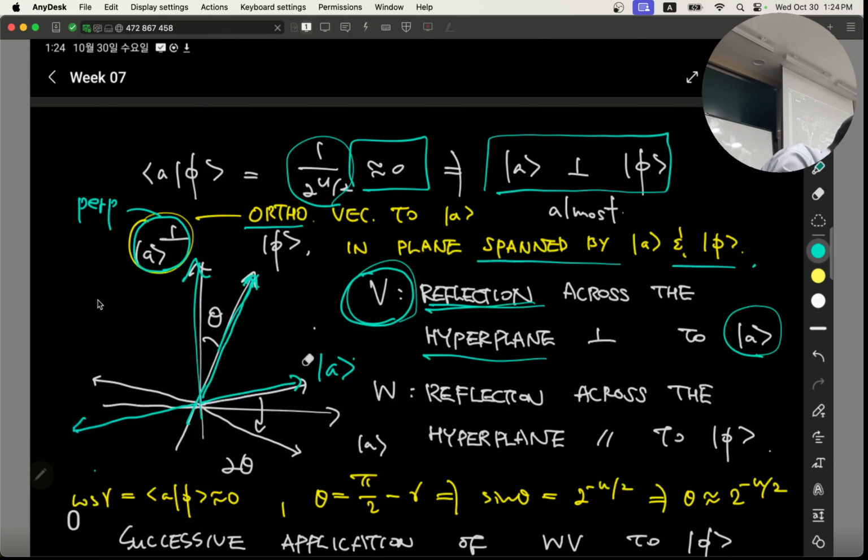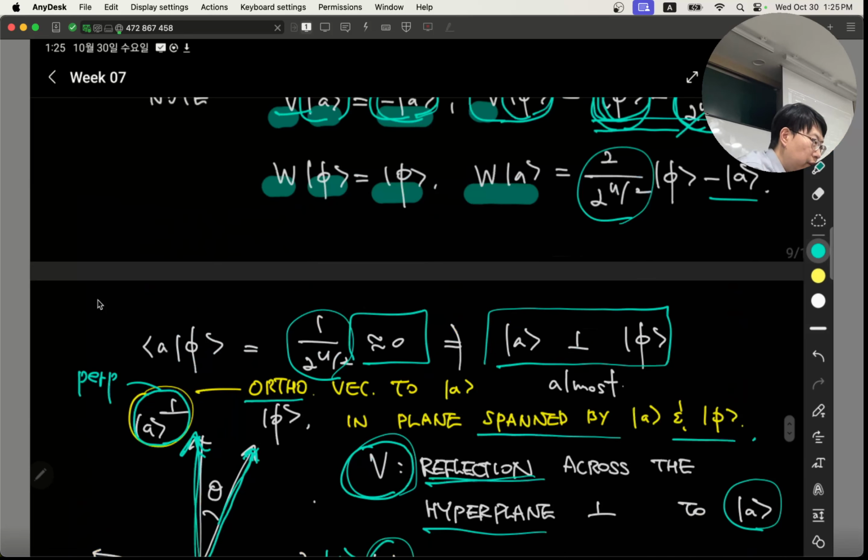So yeah, I think this is not A, sorry. This one is A. That's why I got A perp on the perpendicular direction. Sorry, that's why I got the misunderstanding. So anyway, A goes to minus A by V, so it's actually a reflection. And how about W?